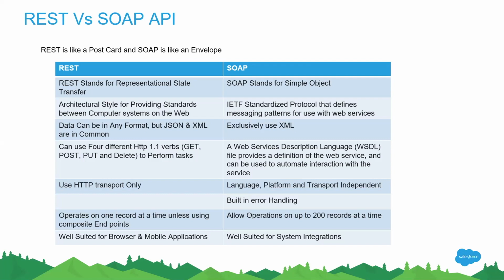So this is the difference that you wanted to know about REST and SOAP API. The major input that I wanted to take from this screen is REST supports JSON and XML, while SOAP supports XML. The four different HTTP methods REST supports are get, post, put, and delete, and for SOAP it is WSDL. Whenever you think of doing any mobile or browser related application, go for REST. SOAP is more for system integrations. So these are the takeaways from this slide.